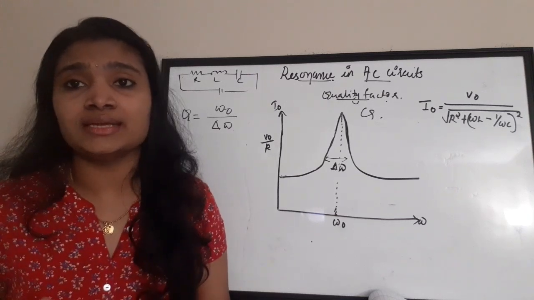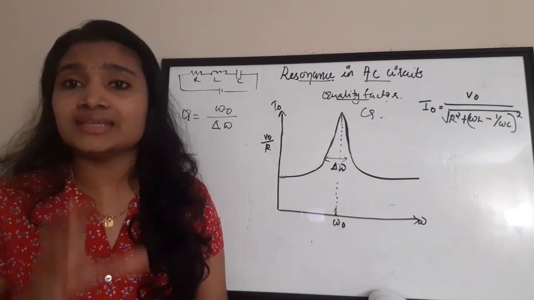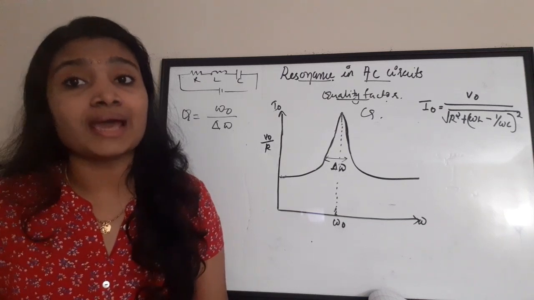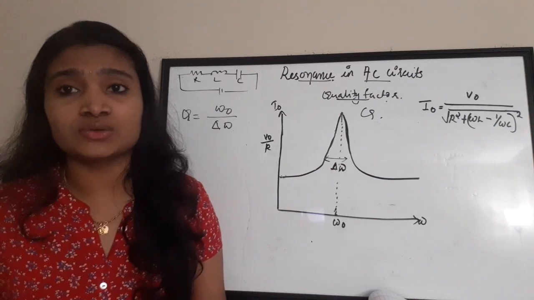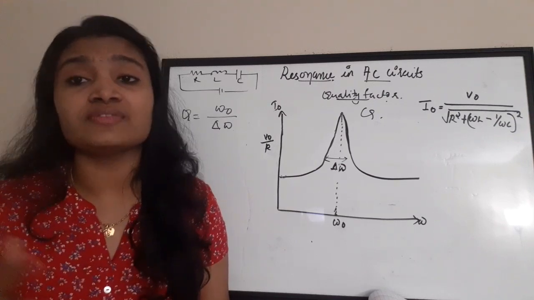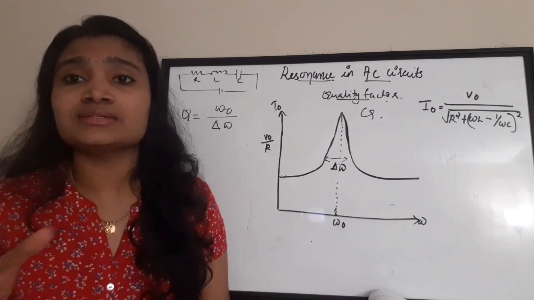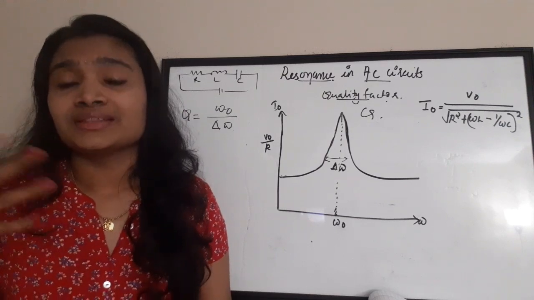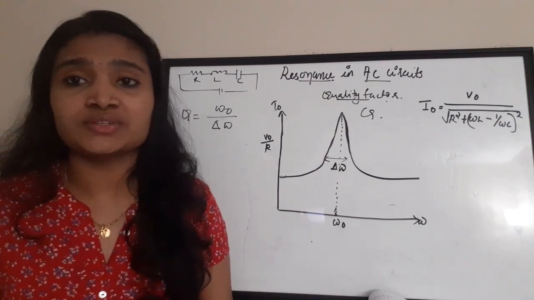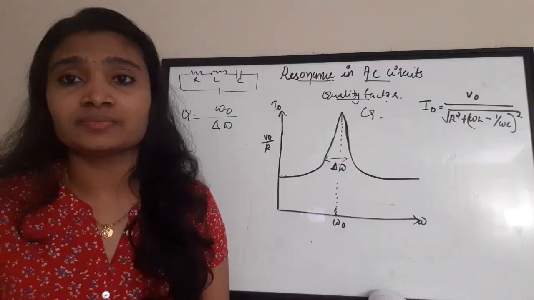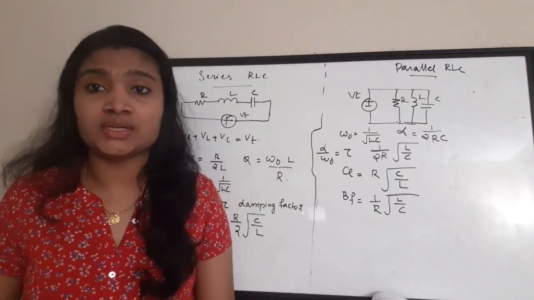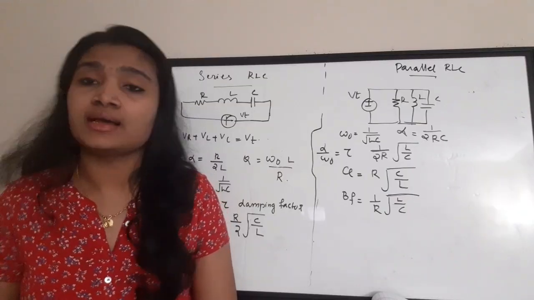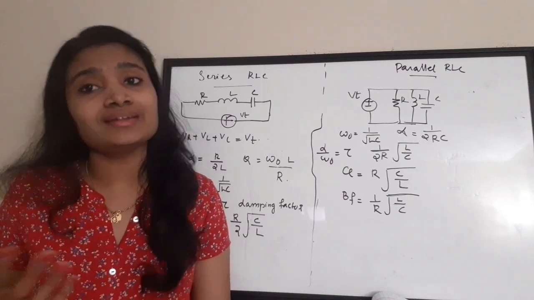Now we are going to study the equations for series RLC circuit and parallel RLC circuit at resonance condition. Those equations are very, very important to you. So please note down those equations while I am explaining. Next, we are going to see all the important equations for series and parallel RLC networks during the resonance state.